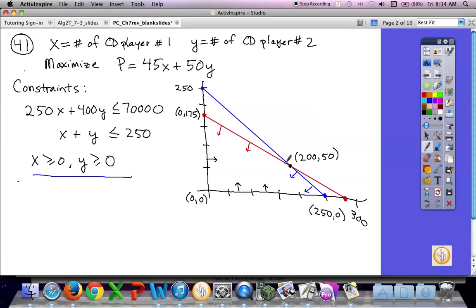So how do we find the intersection of these two lines? If I turn those into equations, how would I solve that system? Substitution, elimination, or use your calculator. Make a matrix: 250, 400, 1, 1 is the A. 70,000, 250 is the B. A to the minus 1 B. That's how I did it here. I didn't do substitution or elimination. I just did that same process, and it very quickly gave me 250.